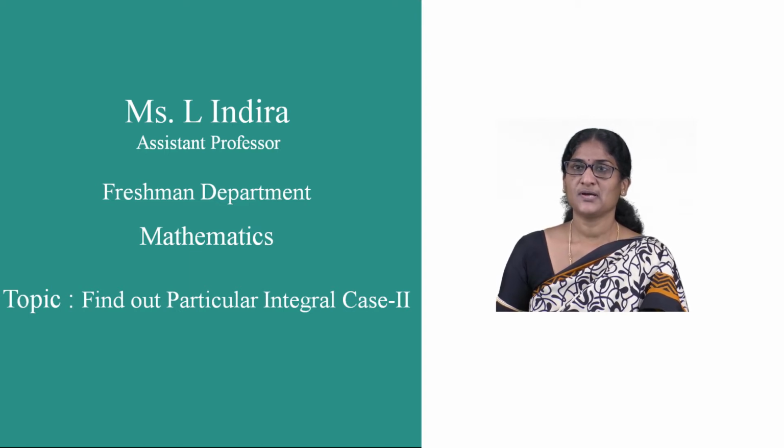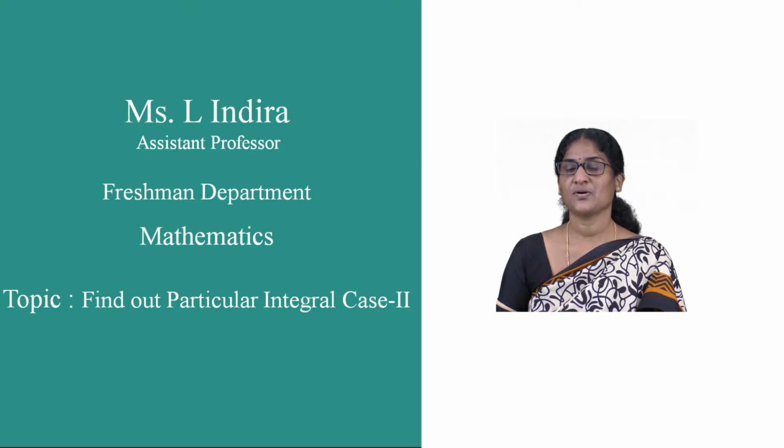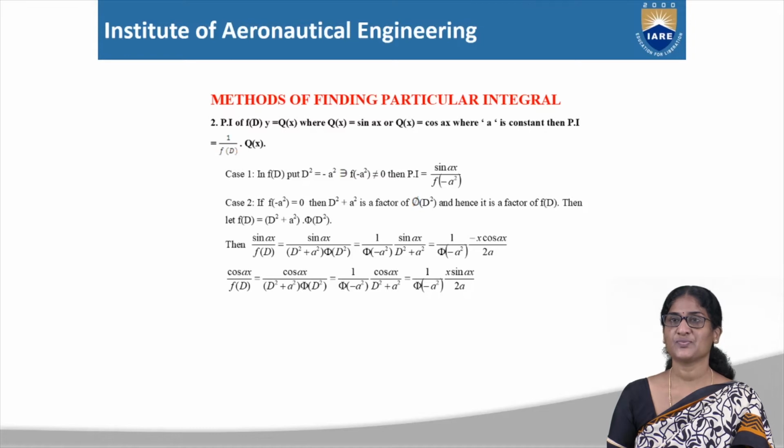Today we are going to learn how to find out the particular integral in the second case, that is when Q of x is equal to sin ax or cos ax. In the last two sections we have seen how to find out the particular integral for e power ax, and how to find out the complementary function. I'll repeat: in the last section we have seen how to find out the complementary function and the particular integral, and how many types of functions we are going to refer.